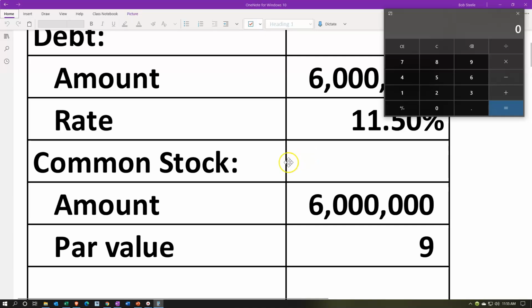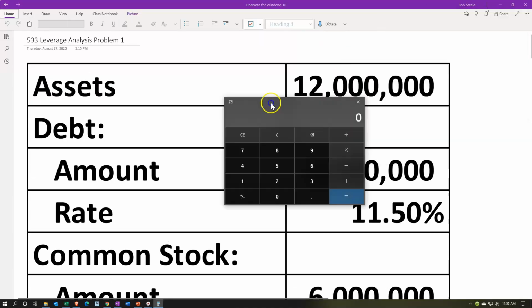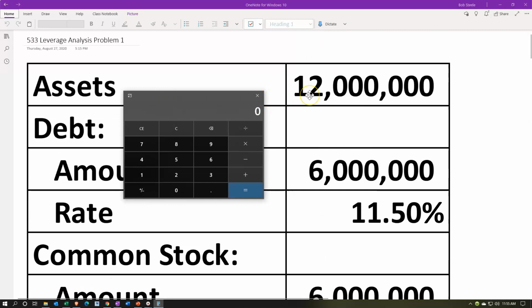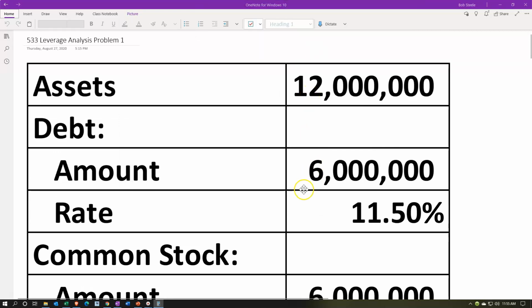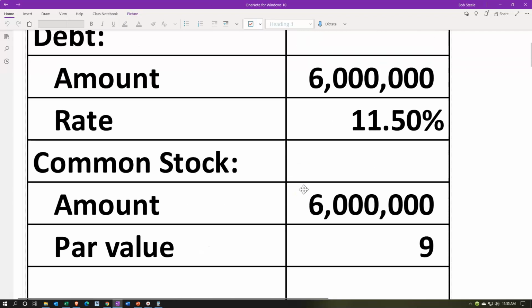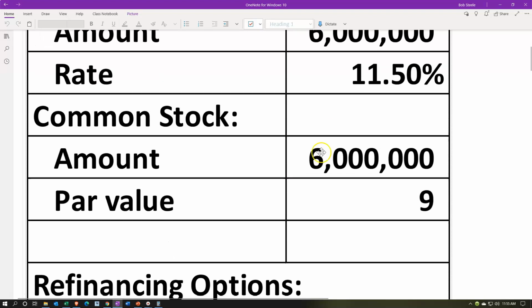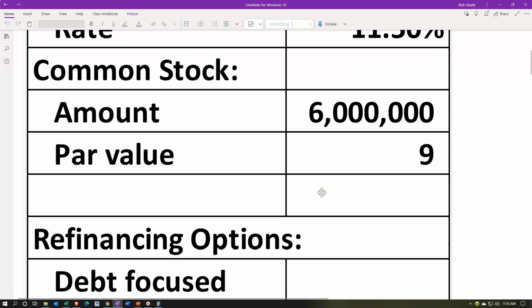You can see this is basically our accounting equation here, right? We've got the assets at the 12 million, and then the split between liabilities and equity, that split being the 6 million, 6 million, the amount that is at the debt. Then of course we have to pay interest on it, that being the 11.5%. The common stock that is out has a $9 par value.